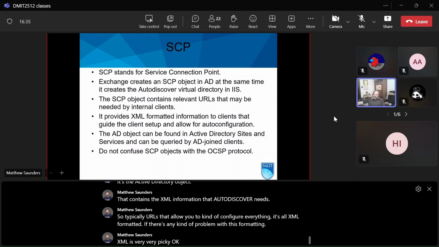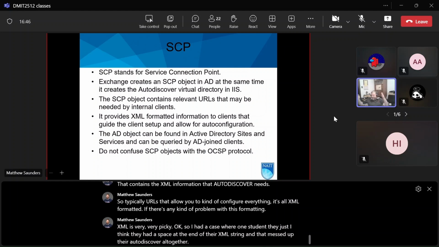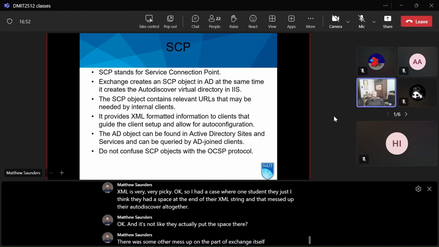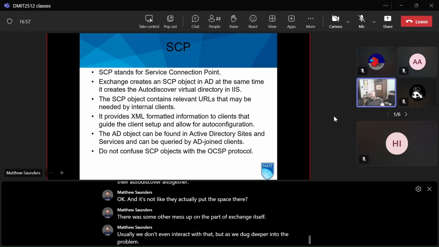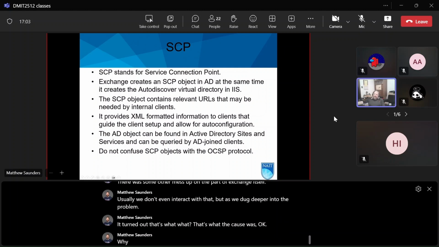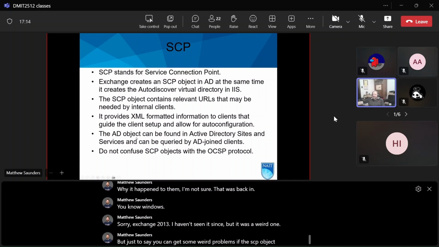Okay. So I had a case where one student, I think they had a space at the end of their XML string, and that messed up their Auto Discover altogether. And it's not like they actually put the space there. There was some other mess up on the part of Exchange itself. Usually we don't even interact with that. But as we dug deeper into the problem, it turned out that's what the cause was. Why it happened to them, I'm not sure. That was back in Exchange 2013. I haven't seen it since, but it was a weird one. But just to say, you can get some weird problems if the SCP object's not working.